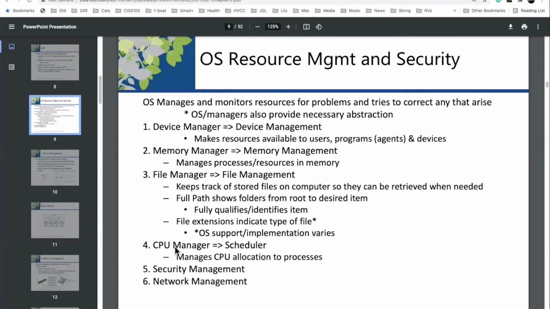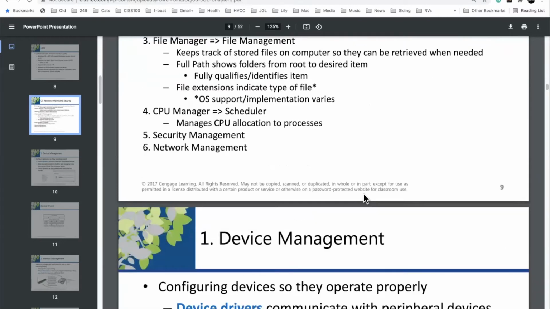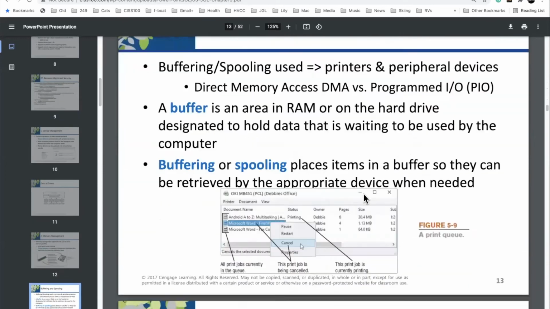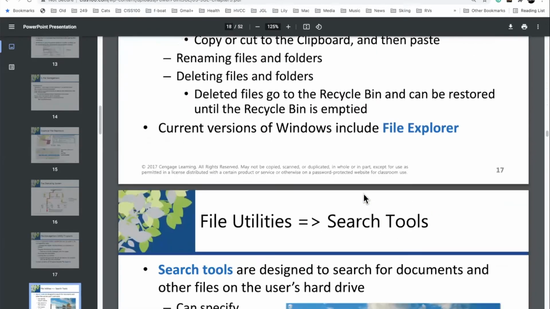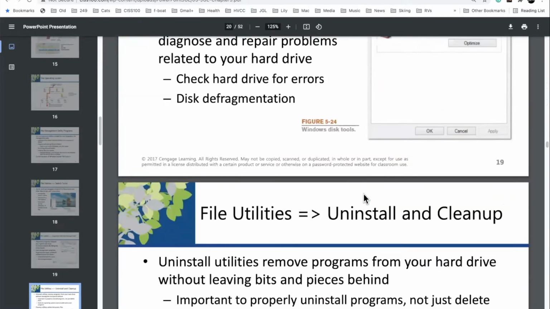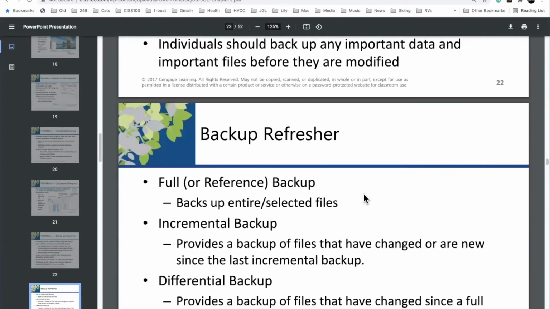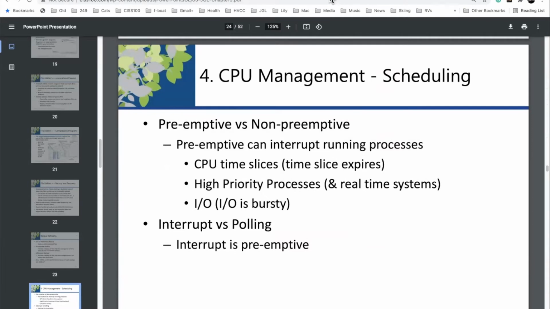And today we'll pick up with the scheduler, which is responsible for CPU management, cover security and network management, and then also some other categorizations, classifications of operating systems and their functionality. So I'll scroll down and pick up where we left off. Okay, so here we go, the scheduler and scheduling.